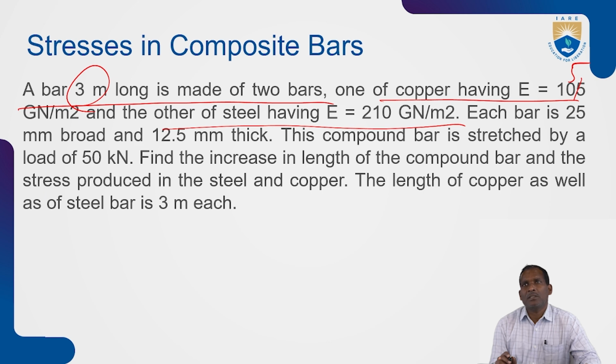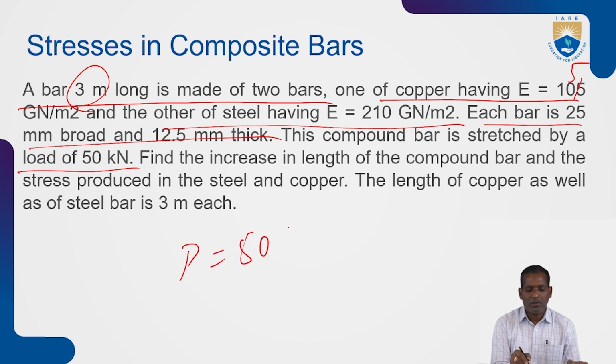Each bar is 25 mm broad and 12.5 mm thick. So the given bar is 25 mm broad and 12.5 mm thick. This compound bar is stretched by a load of 50 kilonewtons. The load acting, that is P, is equal to 50 kilonewtons. What has been asked?